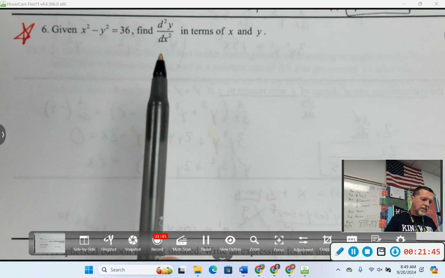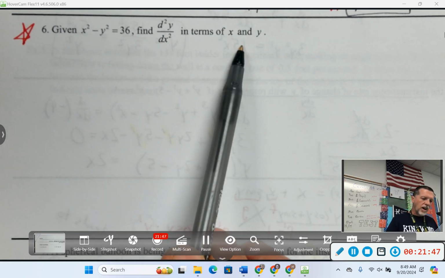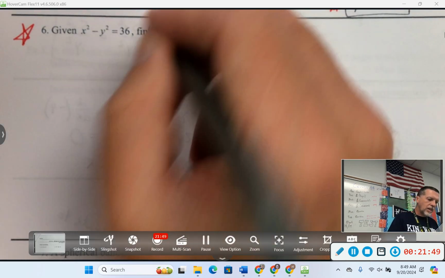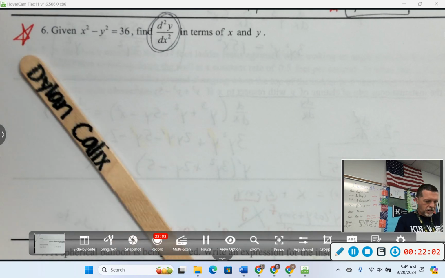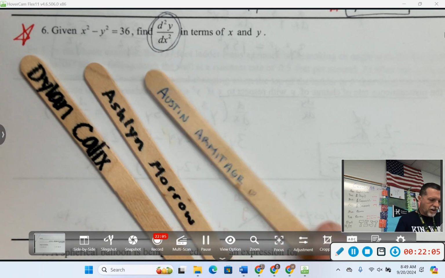Find the second derivative in terms of x and y. Oh, second derivative. Again, there is no shortcut to the second derivative. I wish there was. Students wish there was. You have to find the first derivative and then find the second derivative. So let's pick on 3 people here. Make it through everybody today.